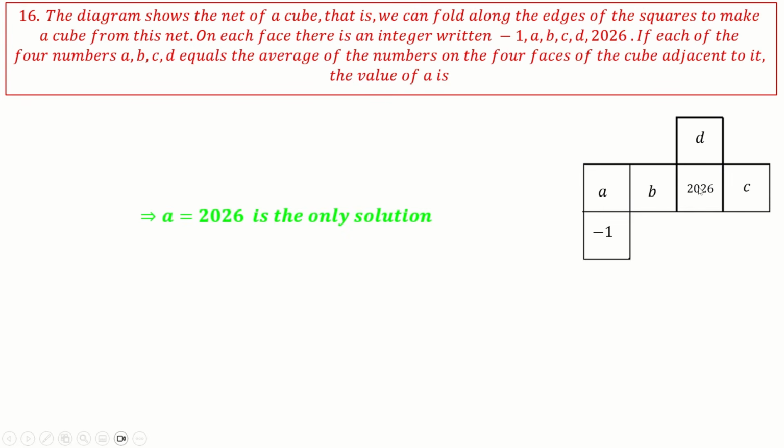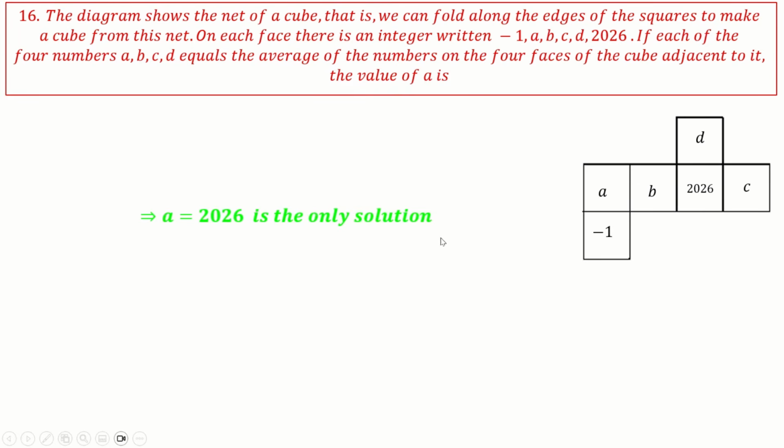Let's see. 2026 plus 2026 minus 2. Correct? So that is nothing but 4052 minus 2, which is 4050. 4050 is divisible by 4. Correct? So that's where you will get your answer.